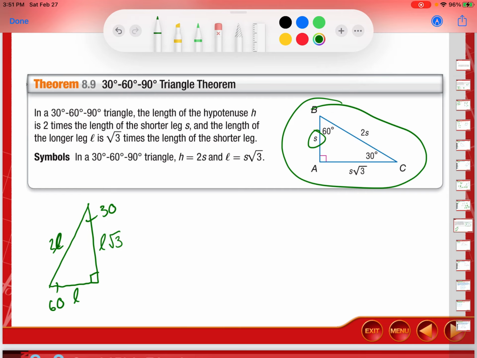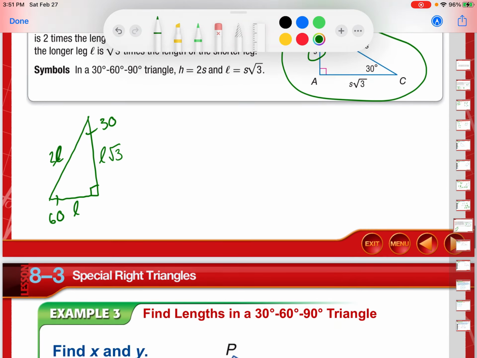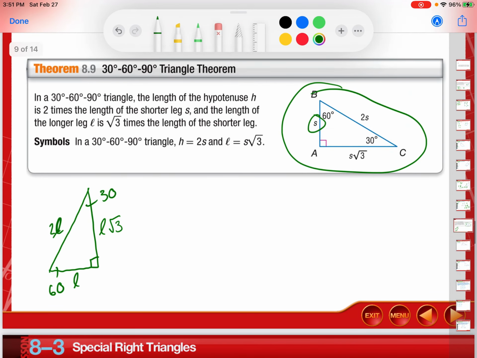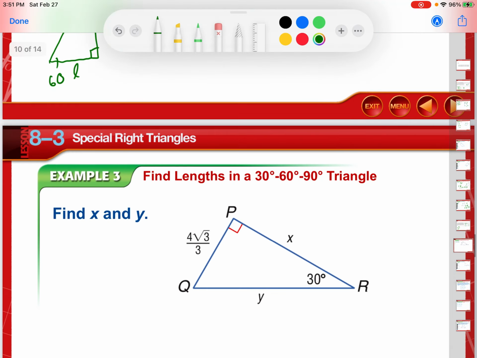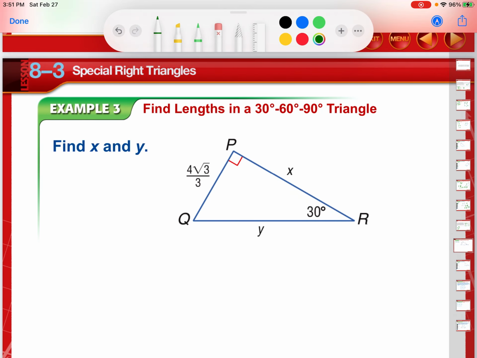Now, as far as our third one, we have L root 3, which, as we saw last time, can be a challenge. But once again, I would make sure I put this picture into my notes, because it is going to come in handy when you're trying to think back to this. So in this example, they want us to find both X and Y.